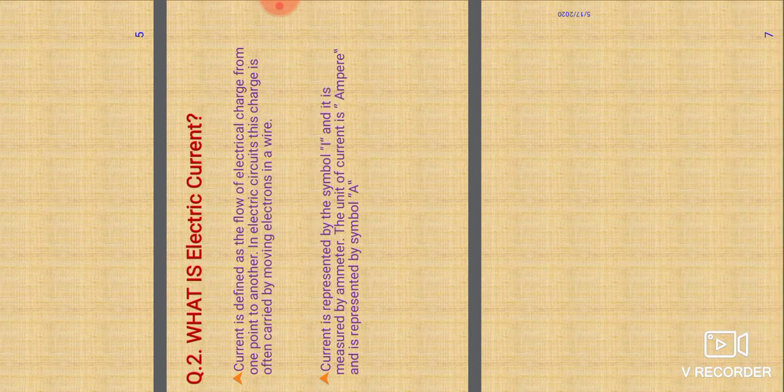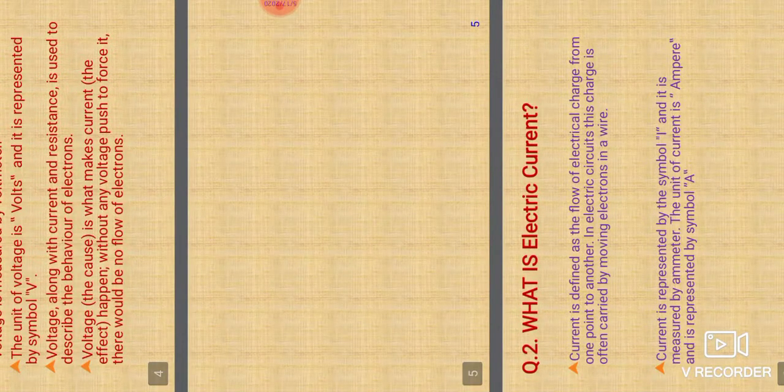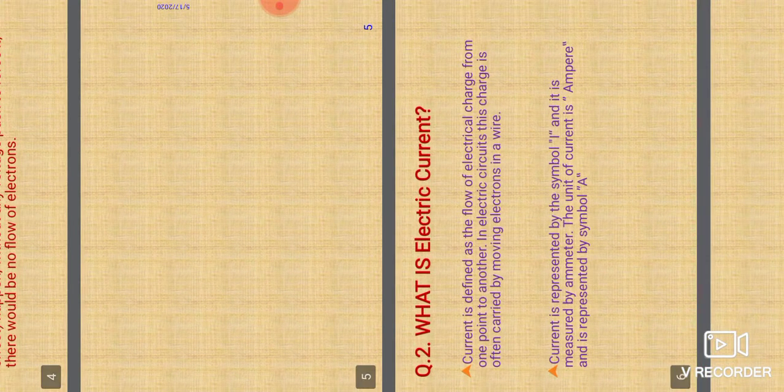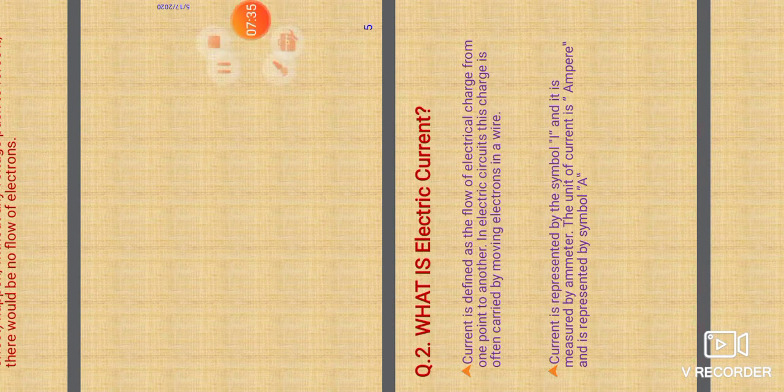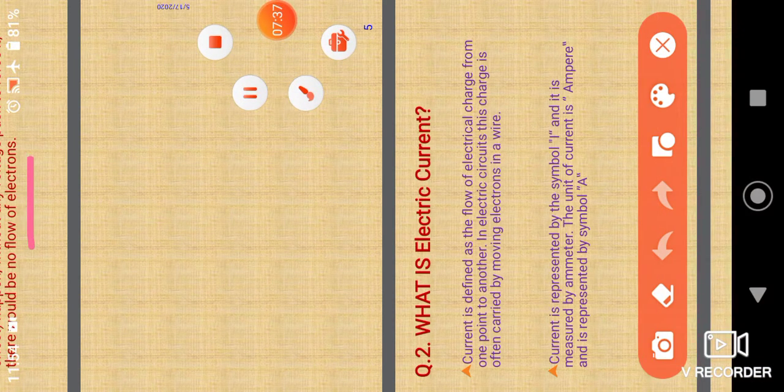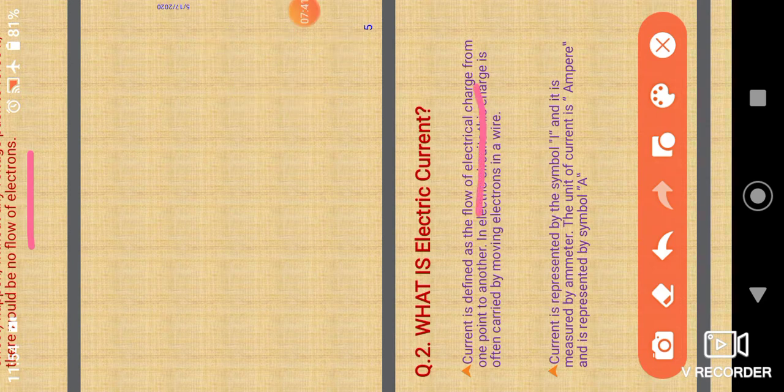Now, moving electrons in a wire. Same thing written over here. Flow of electrons, moving or flow, both are the same. Flow of electrons, flow of electric charge. Two things written over here: flow of electrons and flow of electric charge. Electric charge, electrons. Now second thing, moving electrons in a wire.